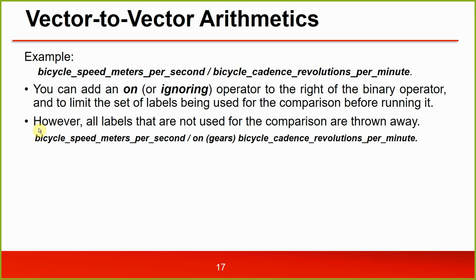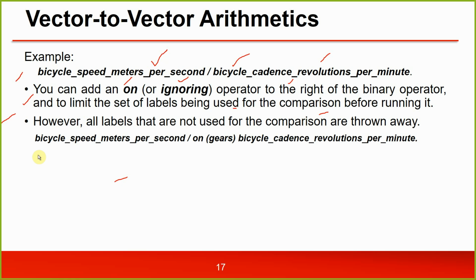Take an example, bicycle speed meters per second over bicycle cadence revolutions per minute. You can add an on or ignoring operator to the right of the binary operator to limit the set of labels being used for the comparison before running it. However, all labels that are not used for the comparison are thrown away.